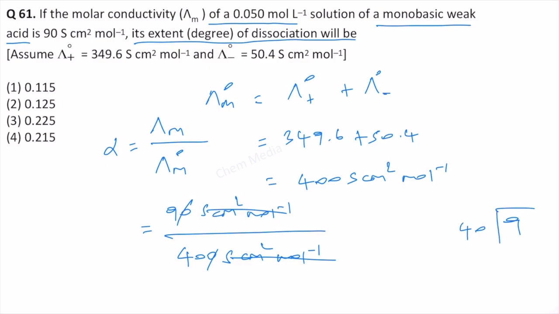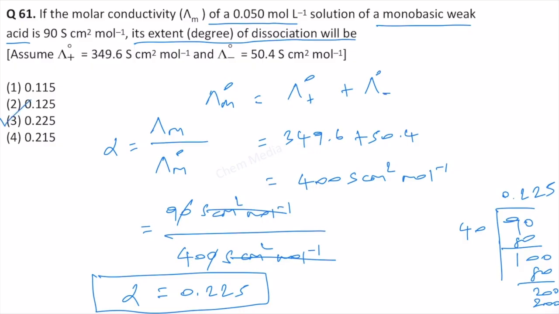So, we have to divide 9 by 40. We can't divide, so put a 0. 2 times 40 will be 80, remaining 10. We can't divide, so put a 0 once again. 2 times will be 80 once again, remaining 20. We can't divide, put a 0. 5 times 40 will be 200. So, therefore, this will be 0.225. So, this means option 3 is correct.